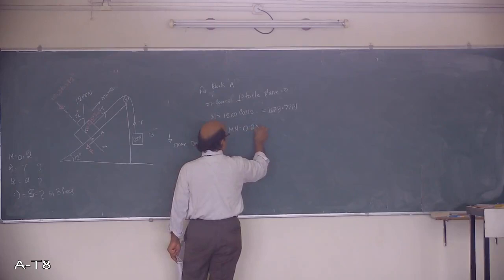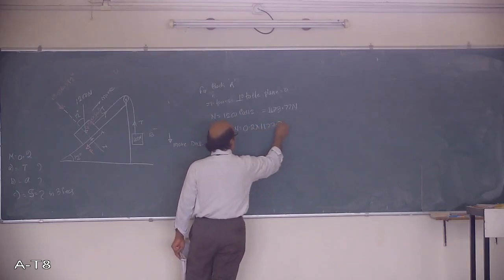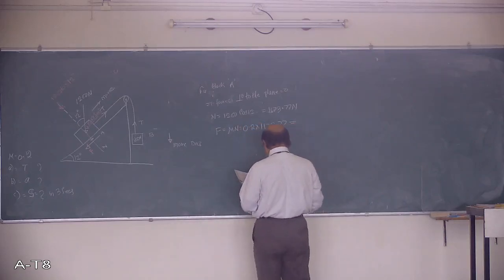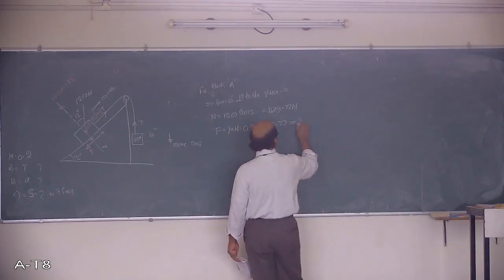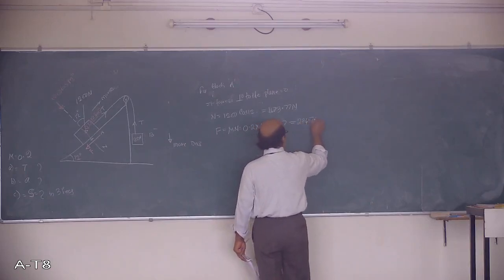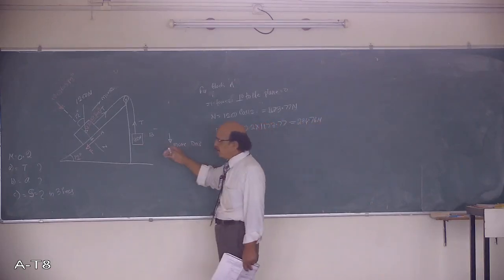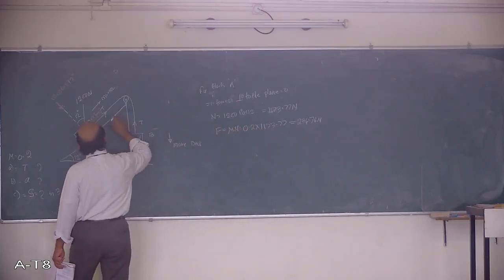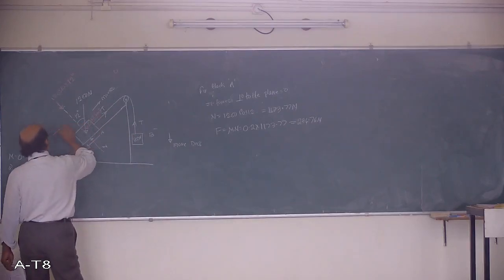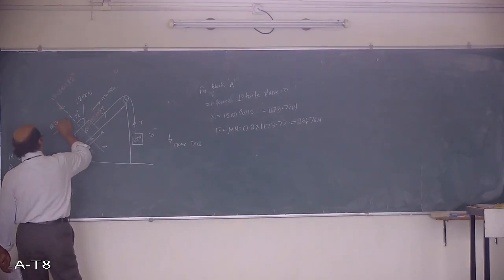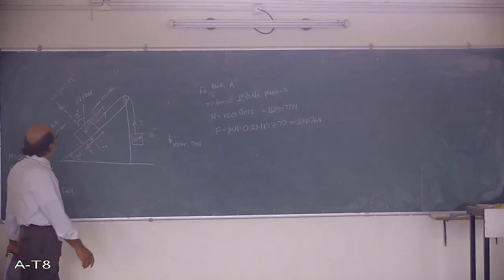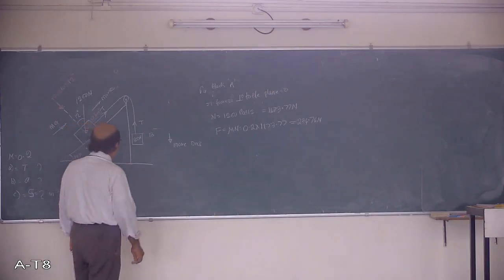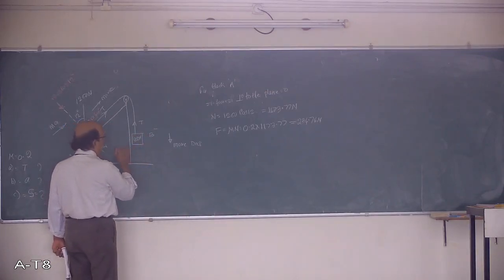From this you work out the frictional force F. F is equal to mu into N. Mu is 0.2 and N is 1173.77 Newtons, so you get the frictional force, opposing the motion, of 234.76 Newtons. The other force acting opposite to the direction of motion and acceleration is the inertia force, MA, which you write when you equate the dynamic equilibrium.